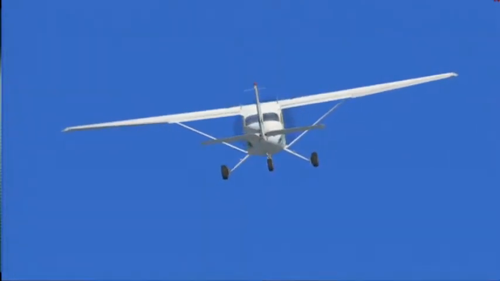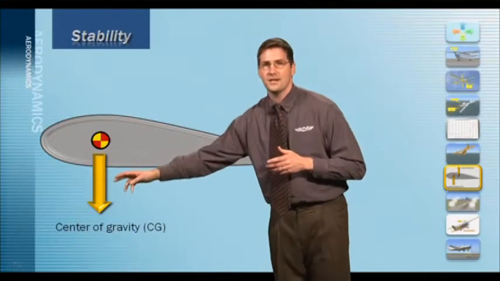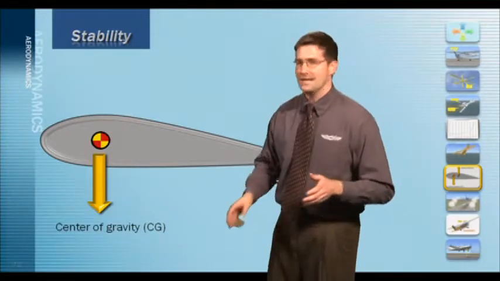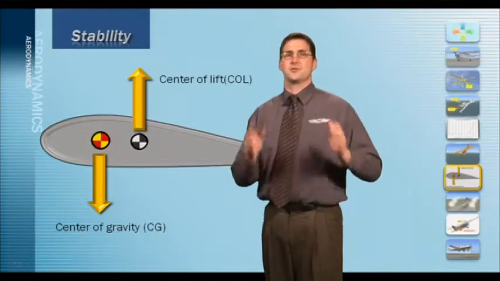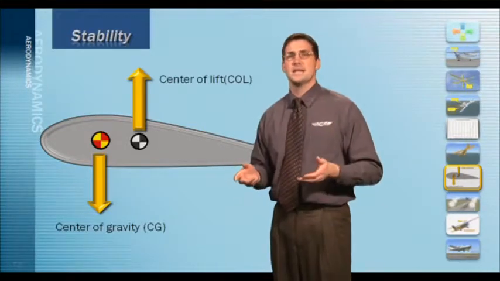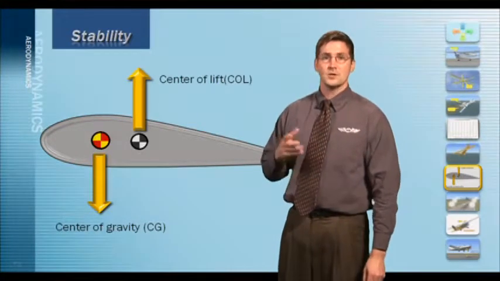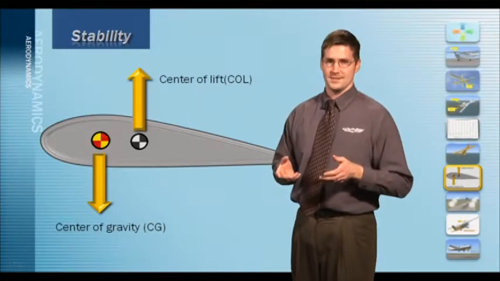The center of gravity has a natural tendency to pull down on the wing. You can see that right here. Behind the center of gravity is the center of lift, or COL, and its natural tendency is to push up on the wing. But there's still this natural tendency for a pitch down occurrence. So how do you counteract that? You do that with balancing forces.